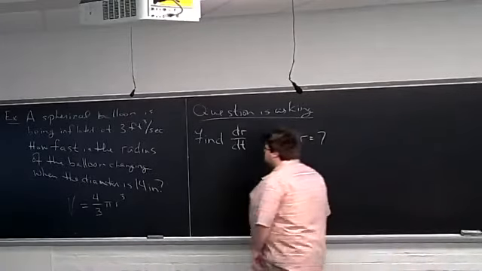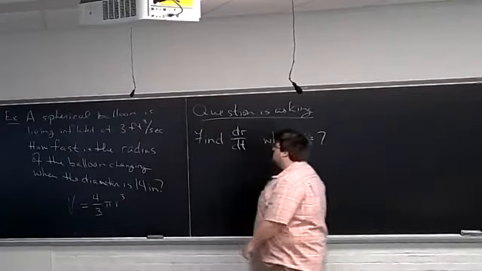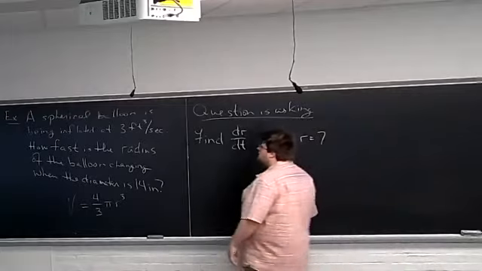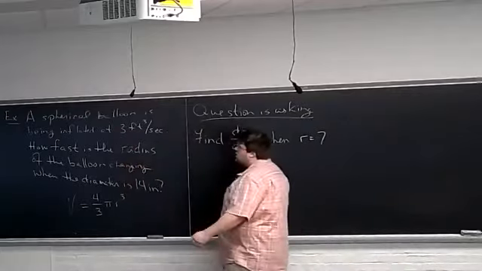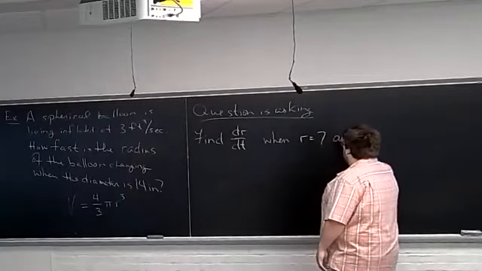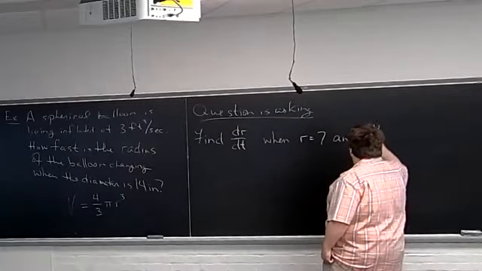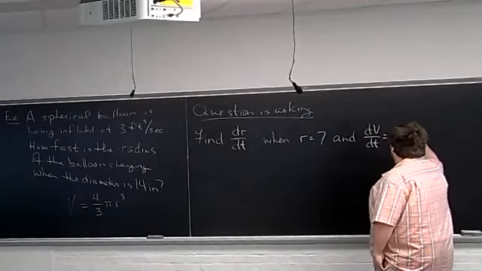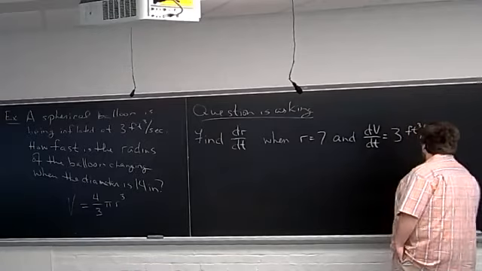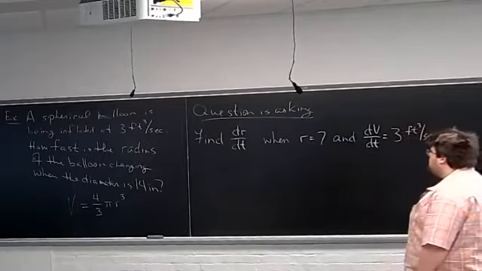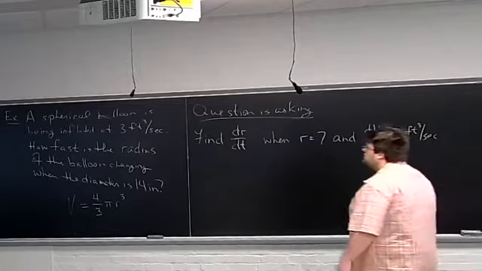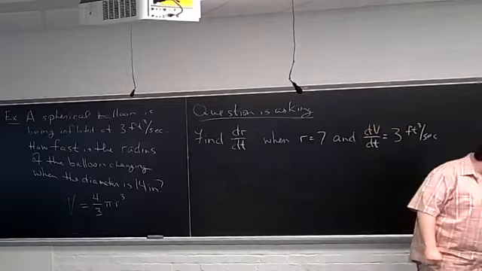How fast is the radius changing? How fast is the radius changing? So find dr dt when the radius is 7, and we know how the volume is changing, 3 cubic feet per second. So we have now turned that question into a calculus question. Now, one small thing, I really need to read these problems when I'm writing them.